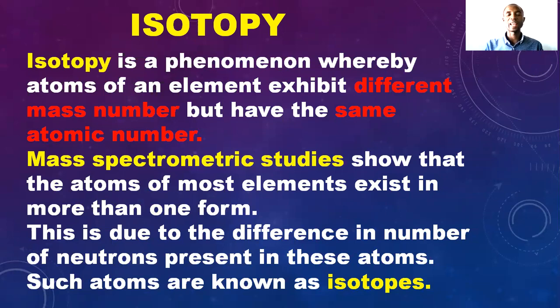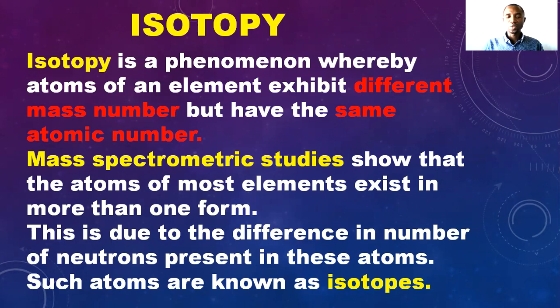Now, what is isotopy? Isotopy is a phenomenon whereby atoms of an element have different mass numbers but the same atomic number. When an element has the same atomic number but different mass numbers, the phenomenon is what we call isotopy.